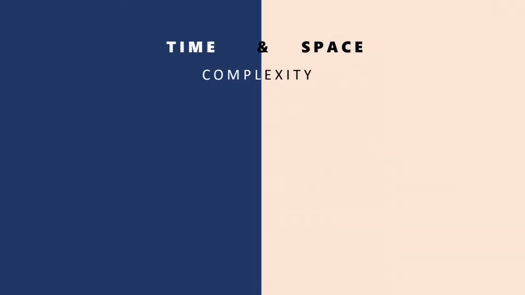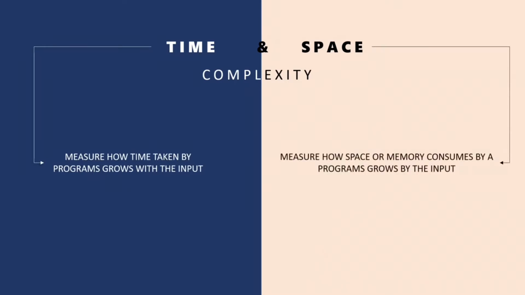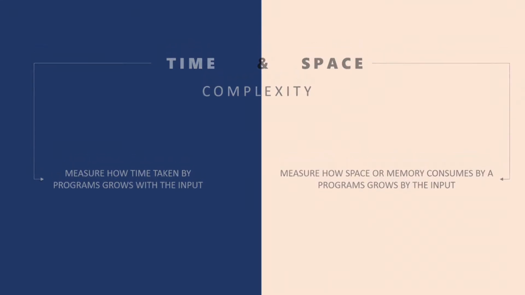I'm Akmal and I'm going to show you time and space complexity analysis of recursion. Time complexity measures how time taken by a program grows with the input, and space complexity measures how space or memory consumed by a program grows with the input. So without wasting time, now let's jump to our example.